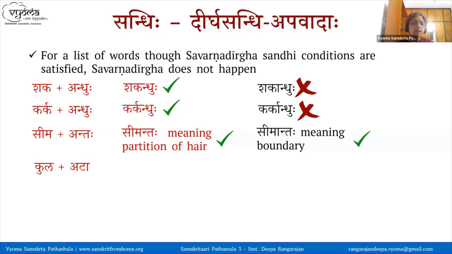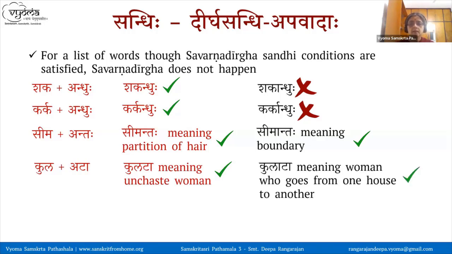Kula Ata. It becomes Kulata when you want to imply an unchaste woman. Whereas Kulam Atati Iti, a woman who goes to different houses from one house to another, then you can say Kulata with the long vowel. So only in a particular sense, we don't do the Savarna Dirgha Sandhi.